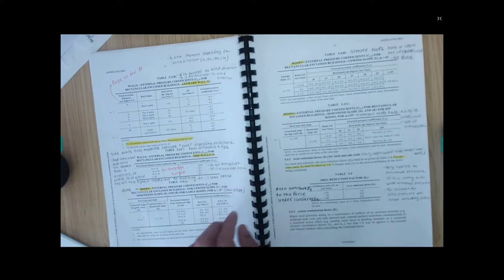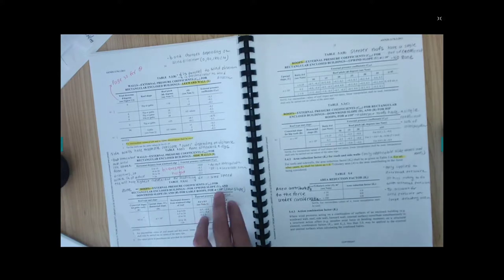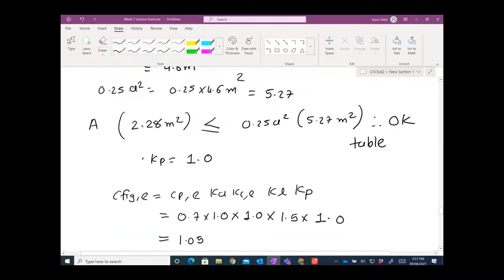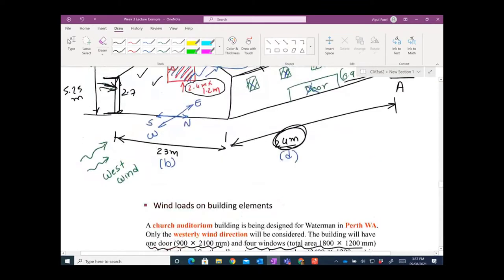Now, we have a roof height of 5.25. So if you have a roof value, I will tell you this H on D ratio and all. So alpha, you can calculate, alpha is less than 10 degrees. So how are you going to calculate alpha? That you can just calculate. I think they are easy.